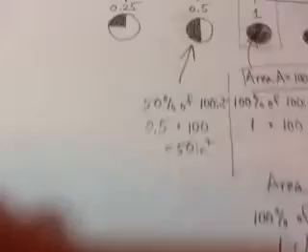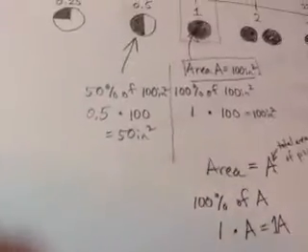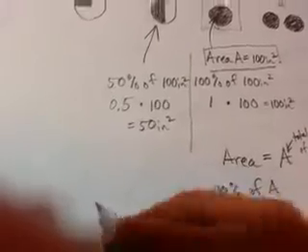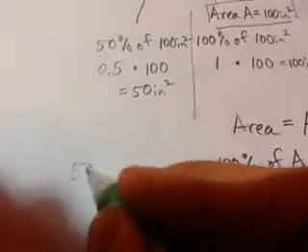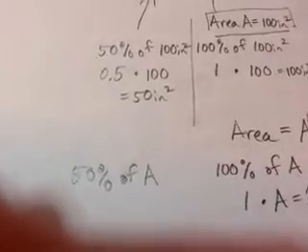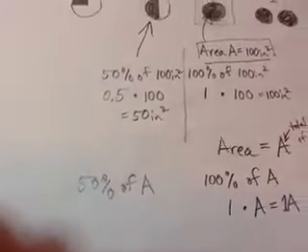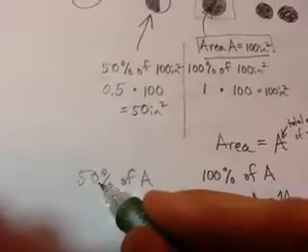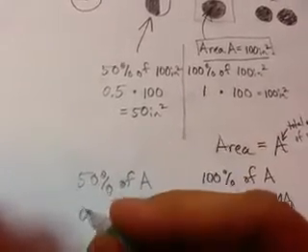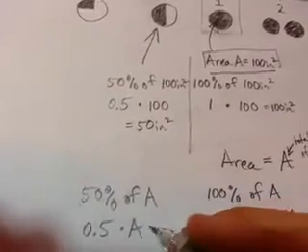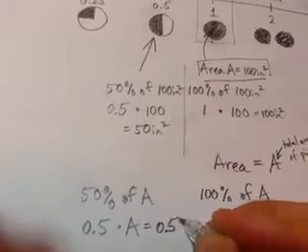Let's look at this example over here. Again, the area is just A, but let's say I want 50% of it. Then I would write 50% of the total area, A. Again, percent means over 100. That means I'm dividing, so I'm going to move the decimal place twice. I get 0.5 of A. So that's just 0.5A.